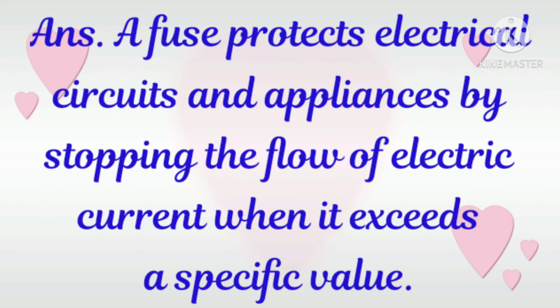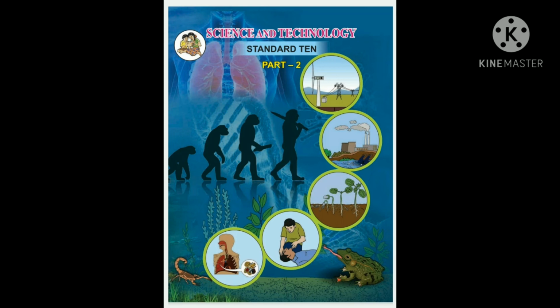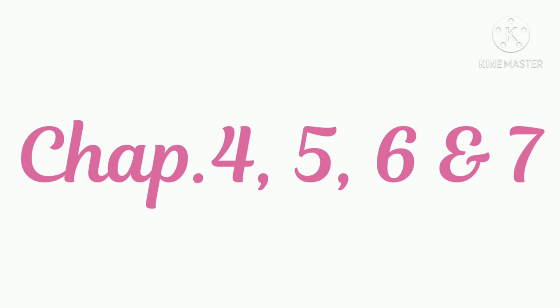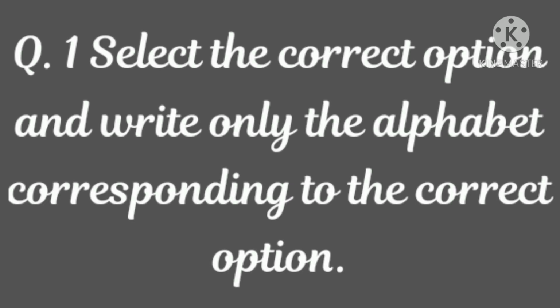Dear children, now we will solve the worksheet of Science and Technology Part 2. In this worksheet, questions from chapters 4, 5, 6 and 7 are added. Question 1. Select the correct option and write only the alphabet corresponding to the correct option.